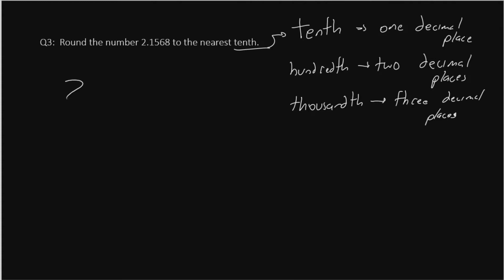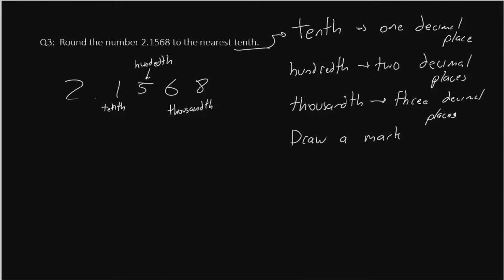All right, so if we're doing the number 2.1568, the first place is the tenths place. The next place is the hundredths place. And the next place after that is the thousandths. So if we're rounding to the nearest tenth, we are going to draw our mark after the tenths place. So I'll take my yellow marker, and after this tenths place, I'm going to draw a mark.